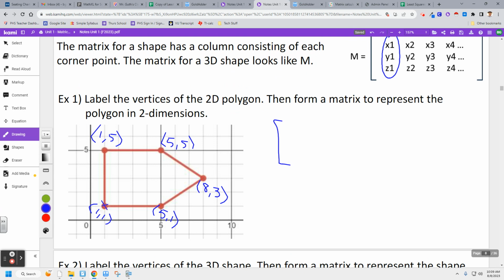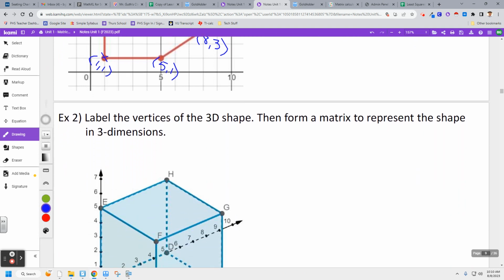So I might start with this one, (1, 1). Notice I'm going down. There's (5, 1), (8, 3), (5, 5), (1, 5). And that's all there is to it. We took that 2-dimensional polygon, took the vertices, and changed it into a matrix. Later, we're going to do some math with that matrix. But that's it for now.